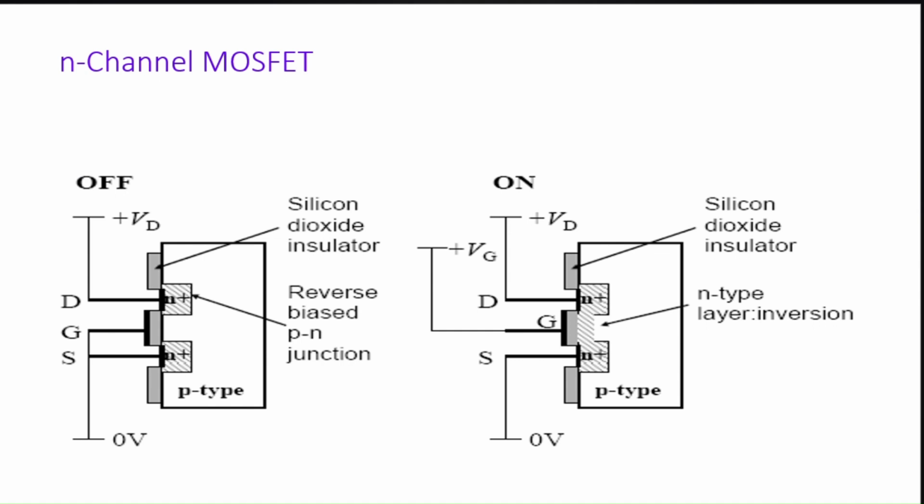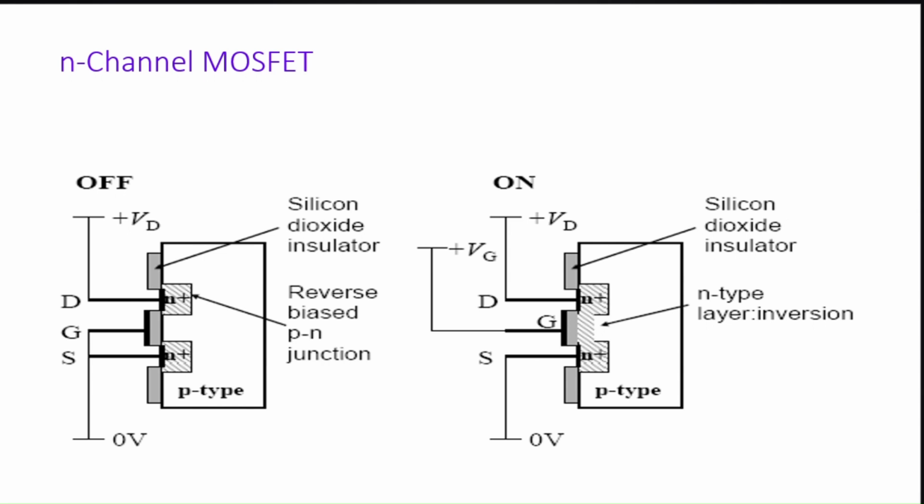Now, let's look at how an N-channel MOSFET actually works, specifically in its on and off states. So in the off state, the gate voltage is zero. The PN junctions between the drain, source, and the P-type body are reverse biased, and so no current can flow. The transistor is essentially an open switch.